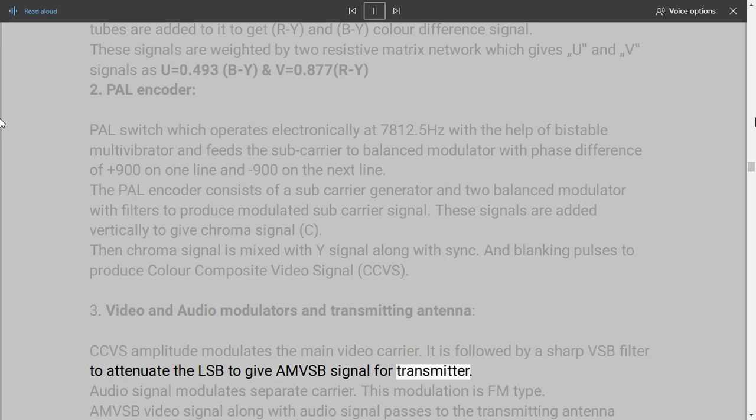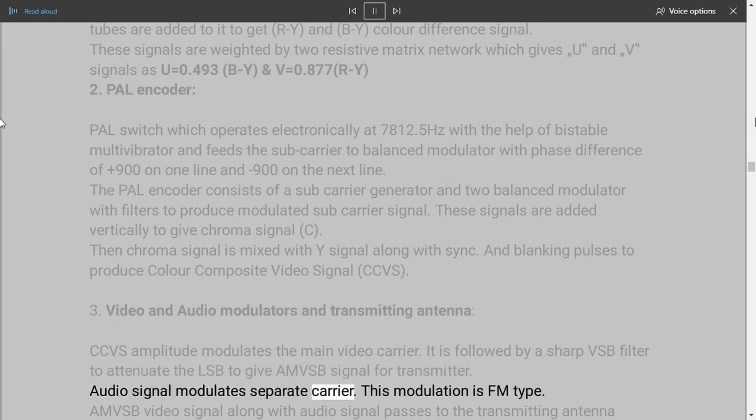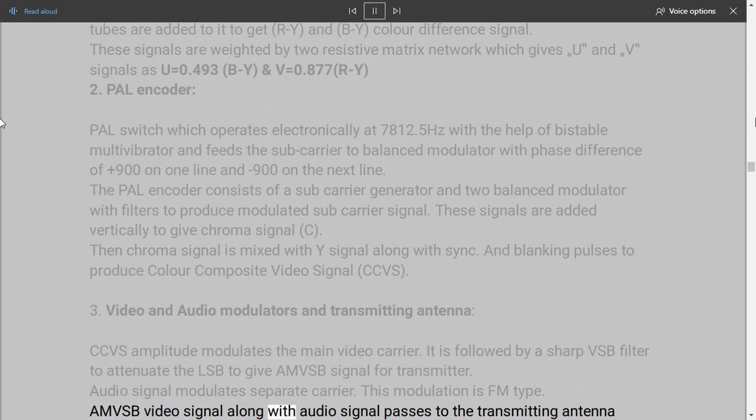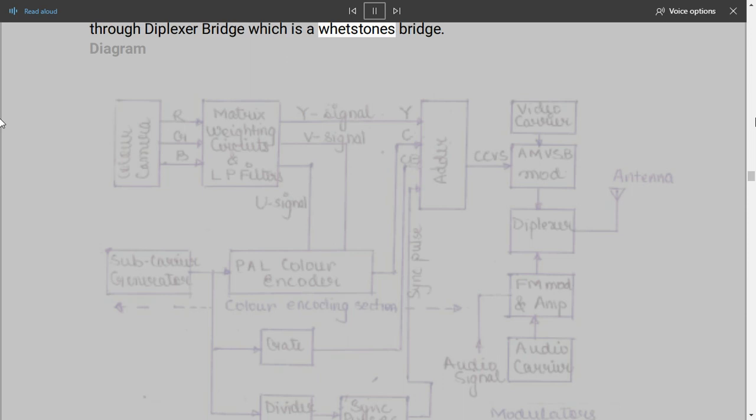The audio signal modulates a separate carrier. This modulation is FM type. The AM-VSB video signal, along with the audio signal, passes to the transmitting antenna through a diplexer bridge, which is a Wheatstone bridge. Diagram.